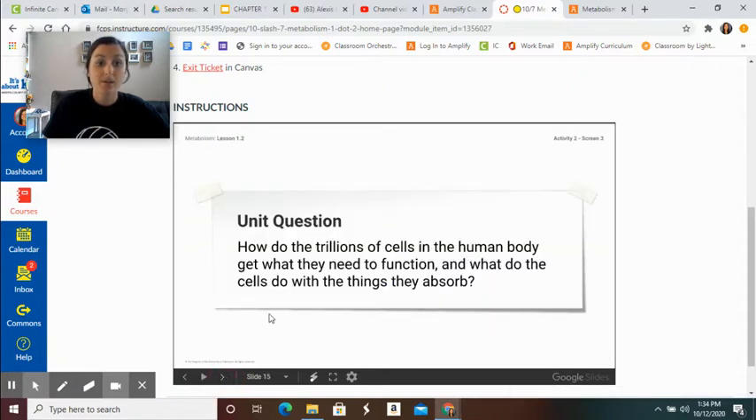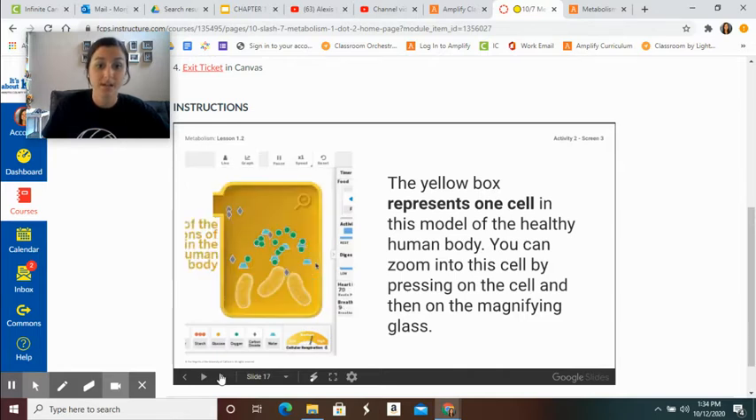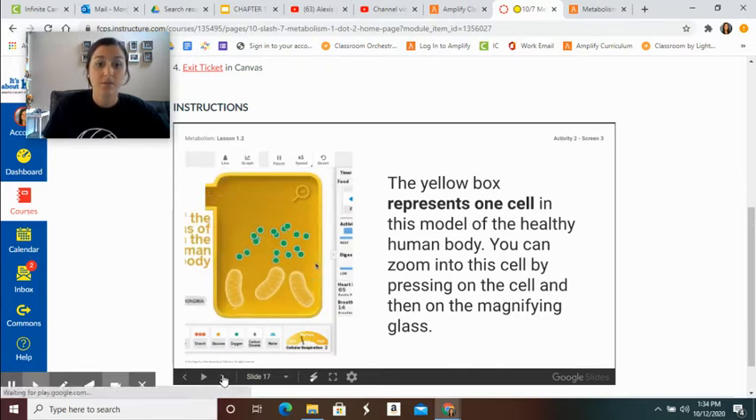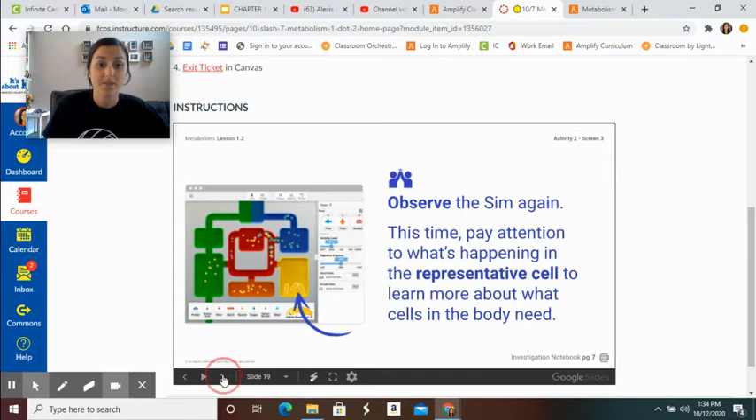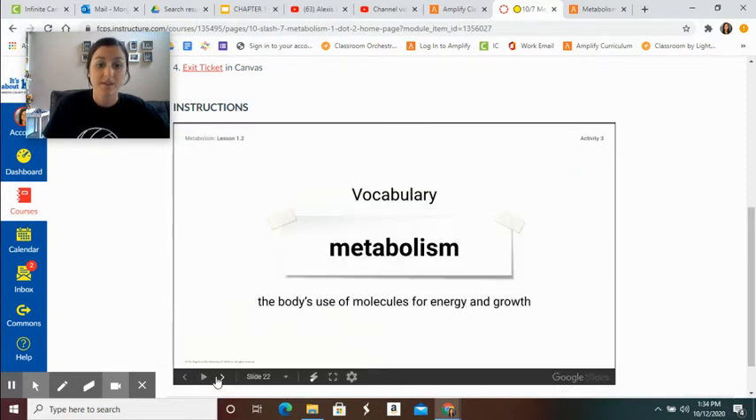And our unit question that we're focusing on this time is, how do trillions of cells in the human body get what they need to function? And what do each of these cells do with the things they absorb? So pretty much, how is our body functioning and carrying out all these different things? And like I already said, our focus is to figure out why Elisa is so tired all the time. And so I'm going to kind of skip through those. I'm going to skip through that one.